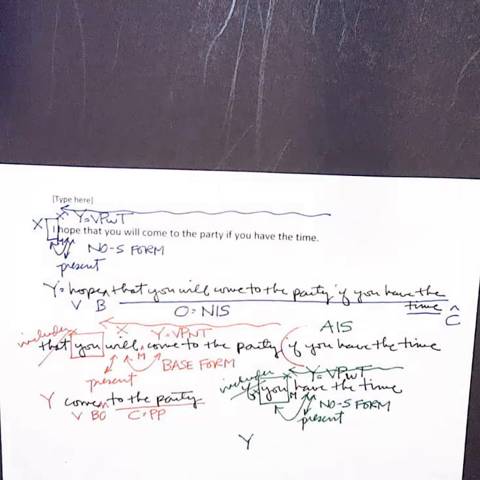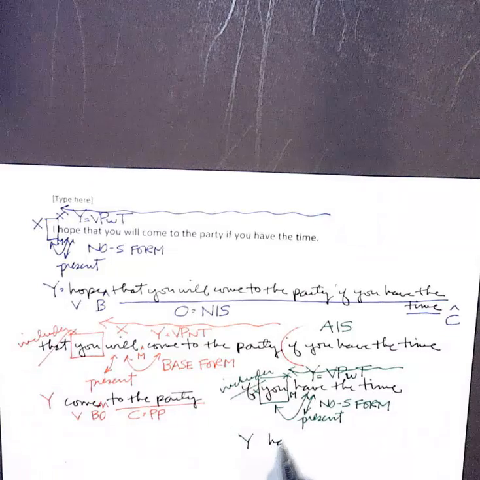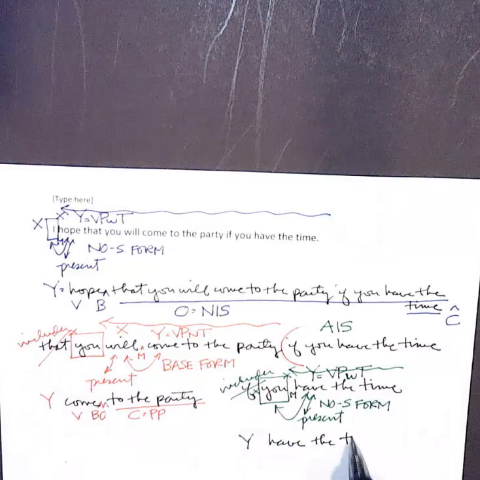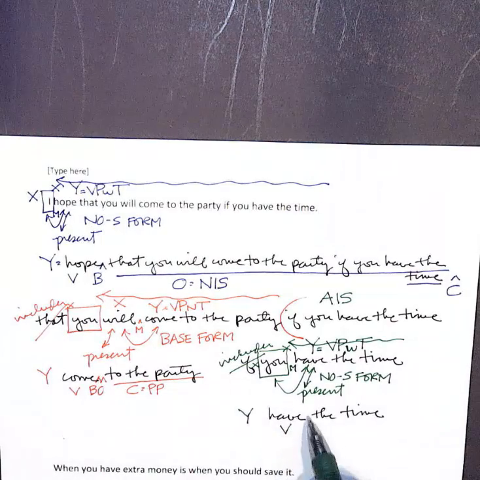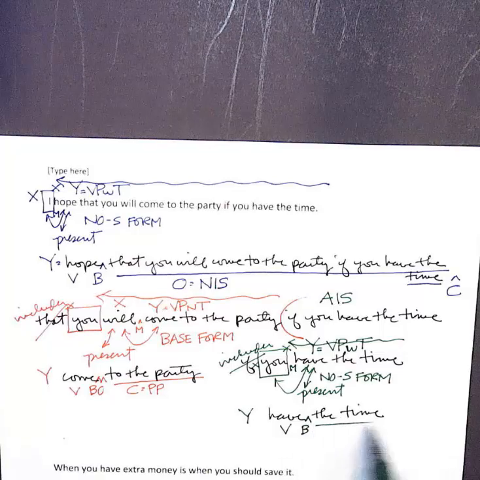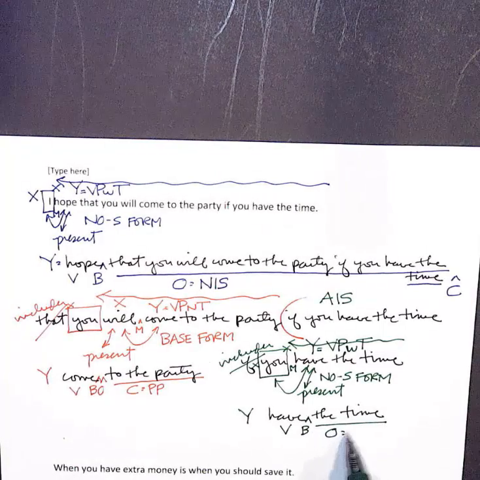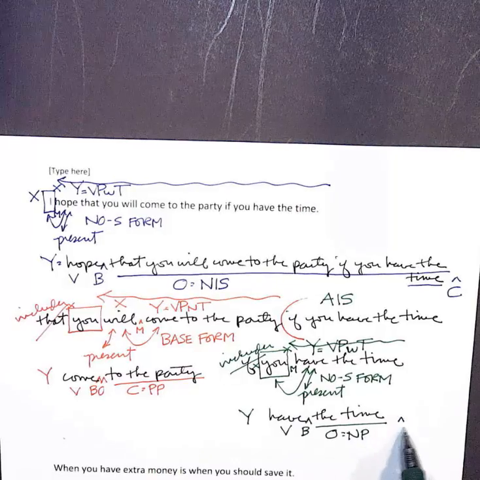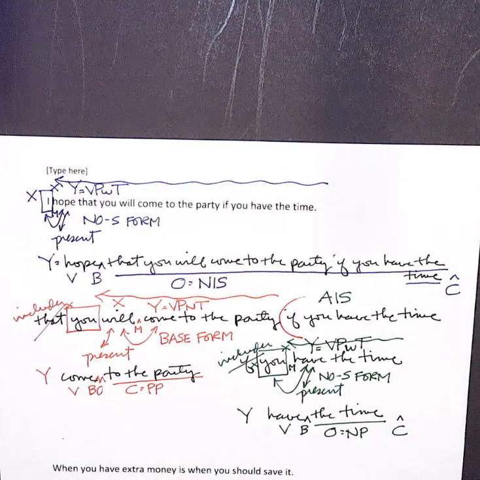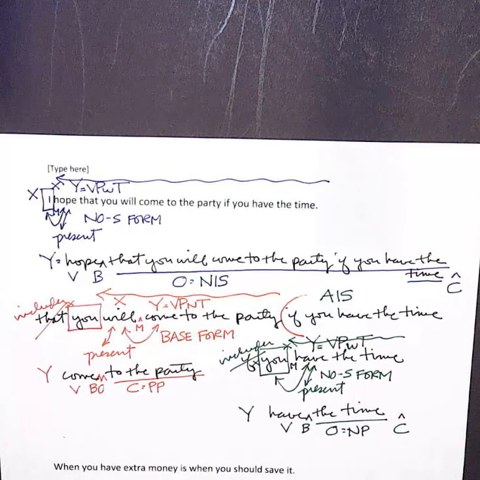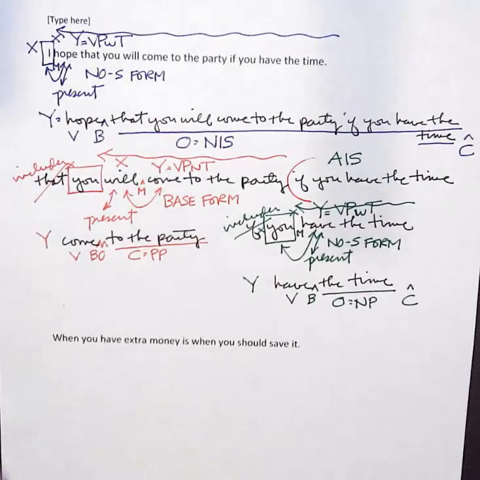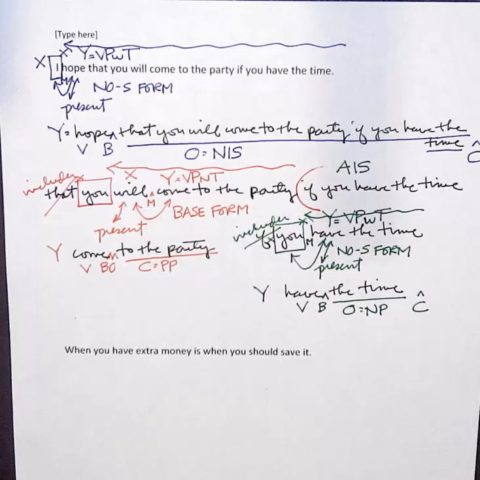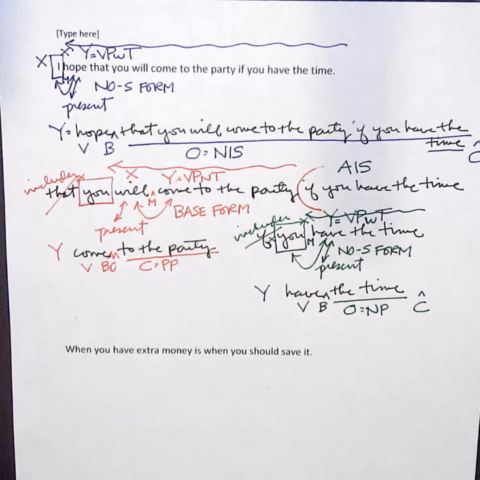And last, have the time. The verb is have. Particle place empty. The time is the object. Noun phrase. Complement place is empty. Okay, I think we may be on our last sentence, so please stop the video and analyze this last one, and then we're done.